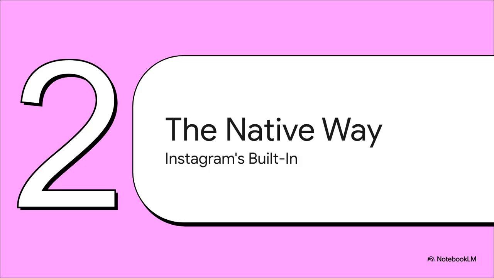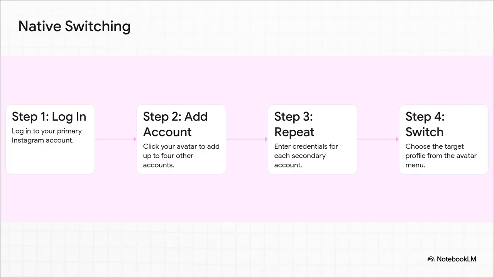So what's the first stop for pretty much everyone? Level 1, Instagram's very own built-in account switcher. It's where most people start, but as you'll see, it hits its limits really, really fast for any kind of professional use. On the surface, it looks great. Super simple. You log in, you add your other accounts, up to 5 of them, and then you just toggle between them from the little profile menu. The best part? No extra software needed.